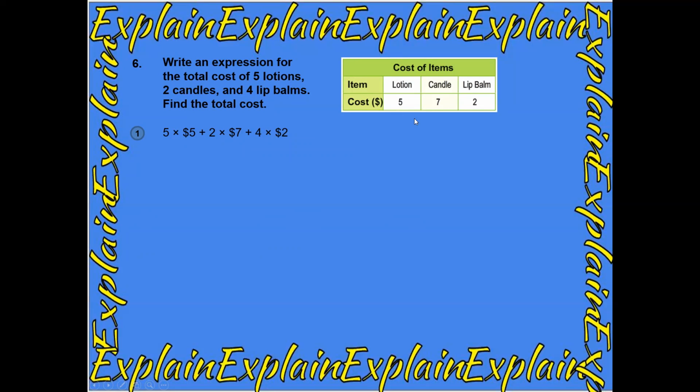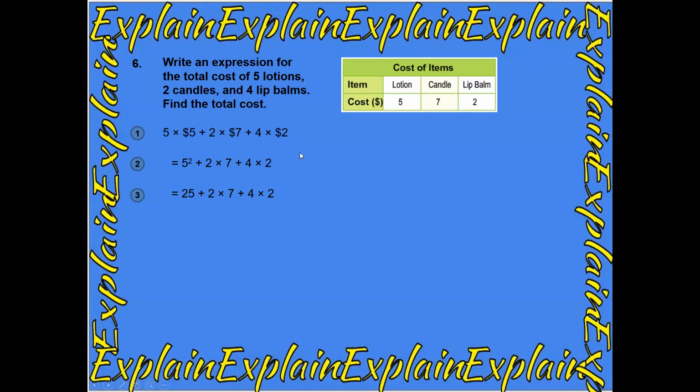2 times $7, candles are $7. We're going to buy 2 of them. 2 times $7, plus 4, lip balms are $2, 4 times $2. Okay, what does PEMDAS tell me to do first? I'm going to multiply first. Where'd that 5 squared? Oh, so they've changed it from 5 times 5 because you're multiplying the same factor times itself. They're saying 5 squared. Okay, so 5 to the second power plus 2 times 7 plus 4 times 2.